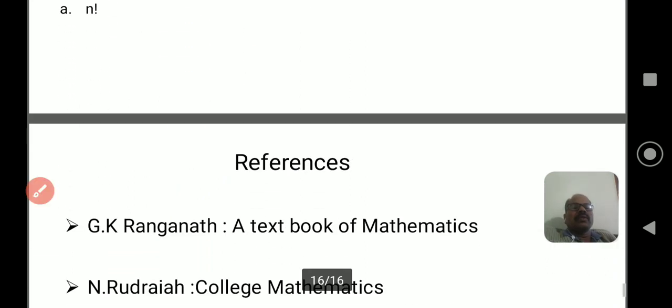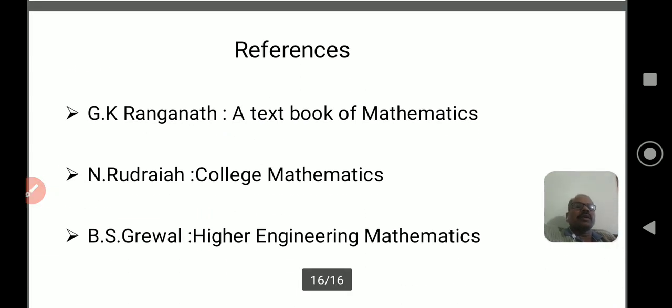From this we can conclude. We can refer to the same books for the Leibniz theorem also: A Textbook of Mathematics by Ranganath, College Mathematics by N. Rudraya, and Higher Engineering Mathematics by B. S. Grewal. We will meet in the next session.